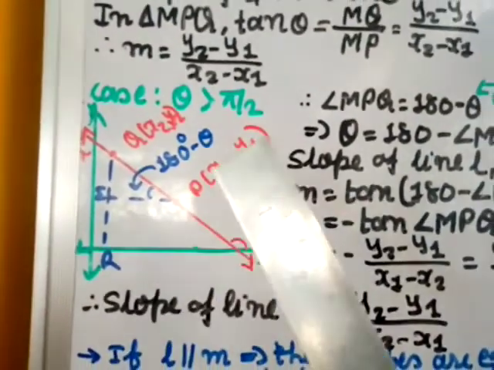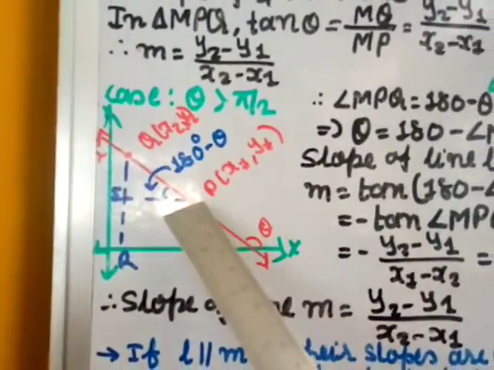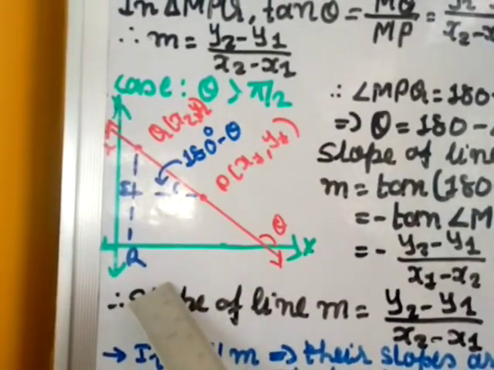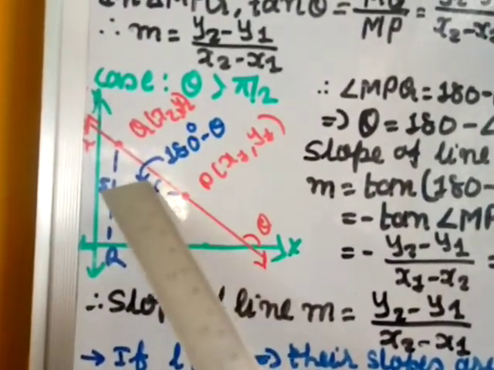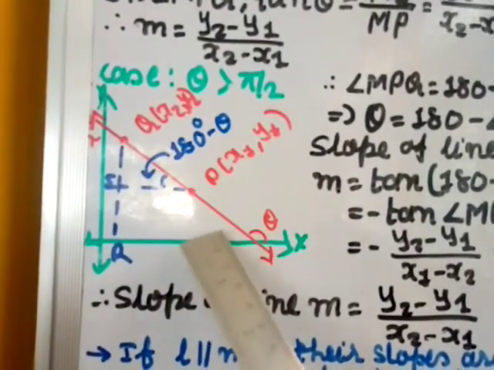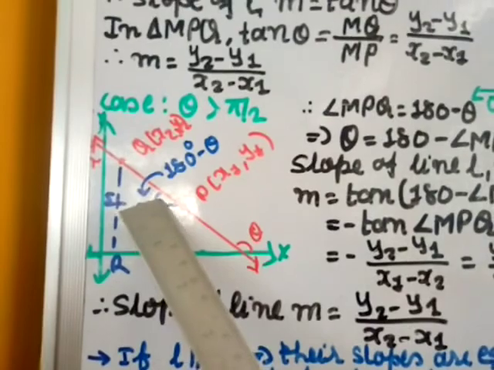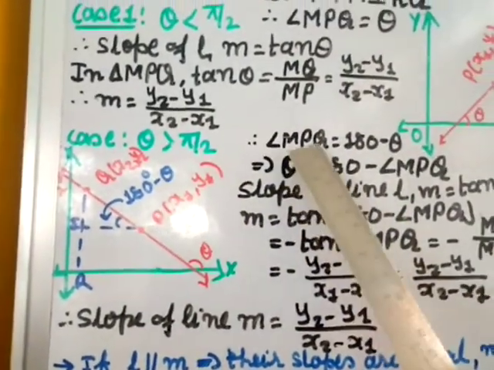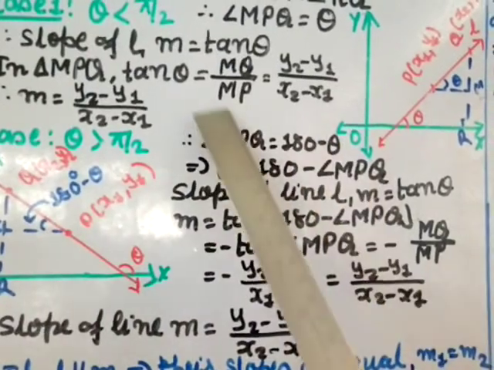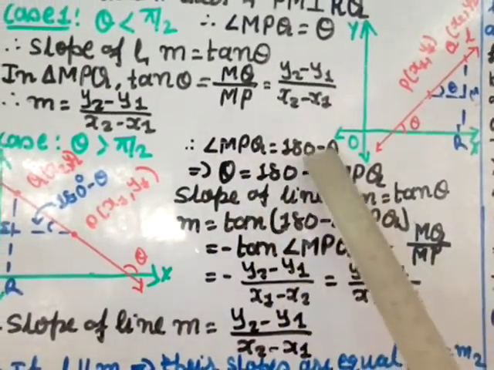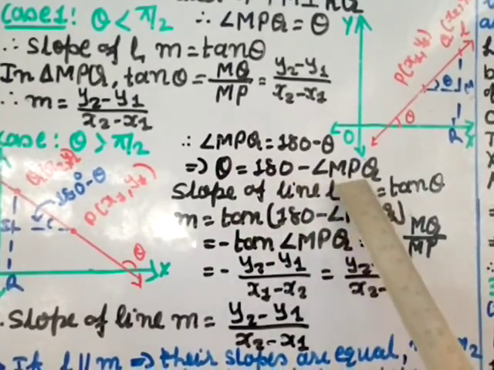And the construction is the same as before, that you draw from Q perpendicular to x-axis and from P perpendicular to QR. If this is theta, this is 180 minus theta. So this theta and this angle are equal. So if this is 180 minus theta, this also will be 180 minus theta. So this is the angle MPQ equal to 180 minus theta. Minus theta transfer over here becomes plus, and this you transfer over here. So we get theta equal to 180 minus angle MPQ.